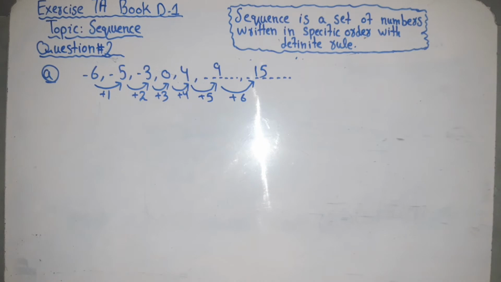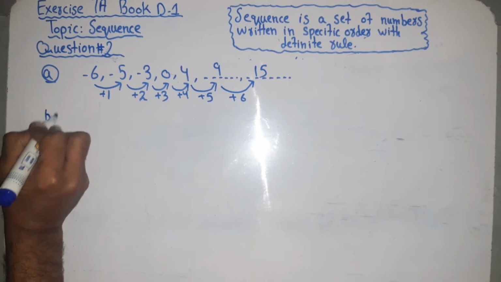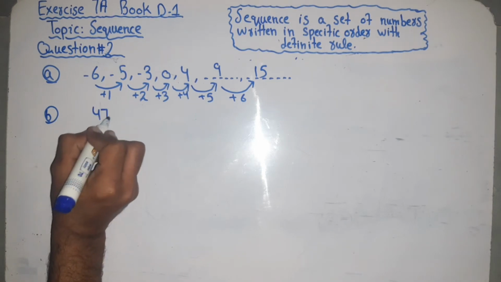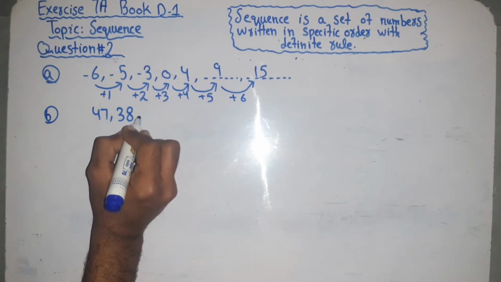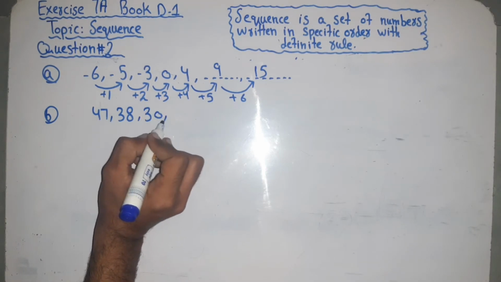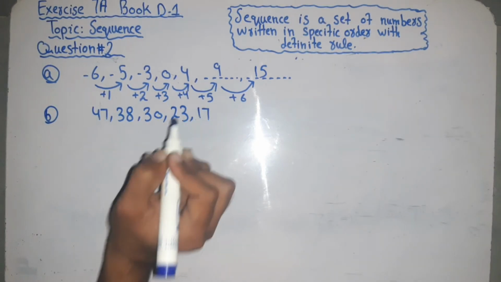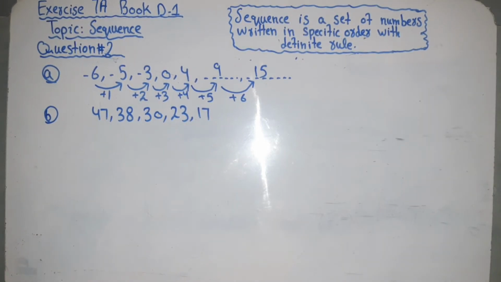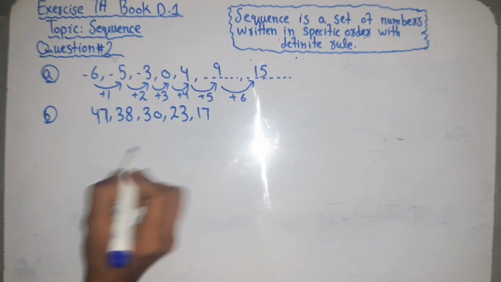And now in part B we have 47, 38, and then 30, then 23, and then 17, and so on. Okay, so first of all we have to check whether this sequence is increasing or decreasing. So we can check that this sequence is decreasing.